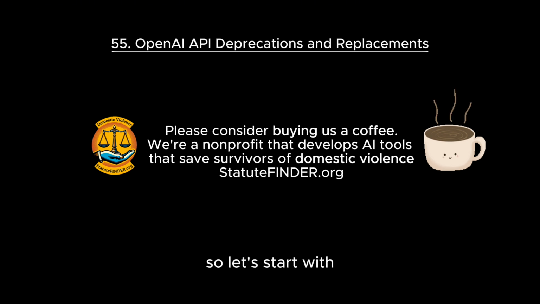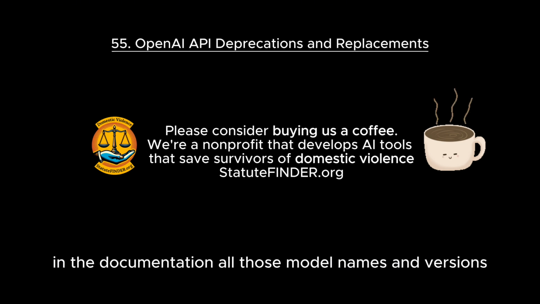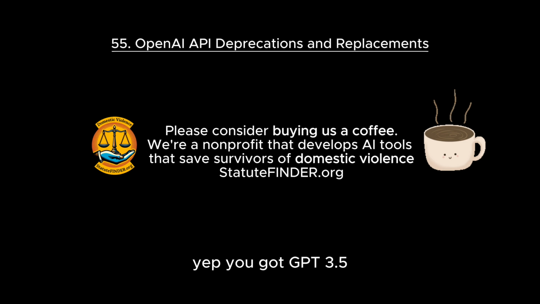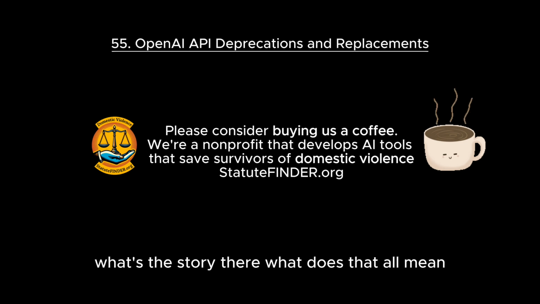So let's start with one of the first things that might trip you up in the documentation, all those model names and versions. You've got GPT 3.5, GPT 4, and then things like GPT 4 0613. What's the story there? What does that all mean?